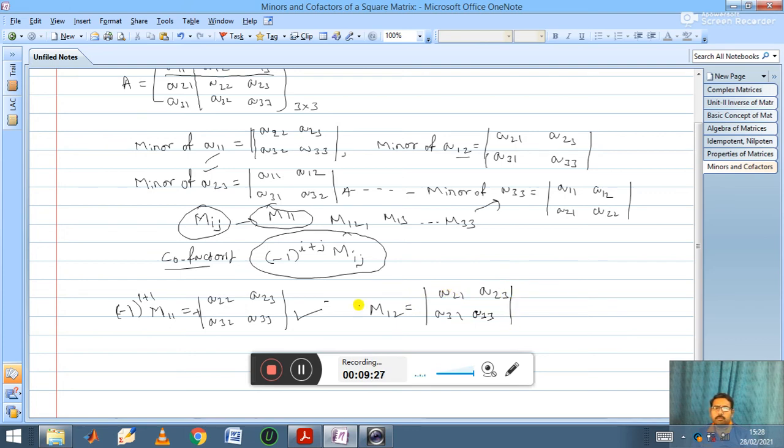Here, what about the sign? The i value is 1, the j value is 2. Then you can write minus 1 power i value 1 plus j value 2. Minus 1 power 3 gives a minus sign only. So minus of A21, A23, A31, A33 gives the cofactor of the second element A12.